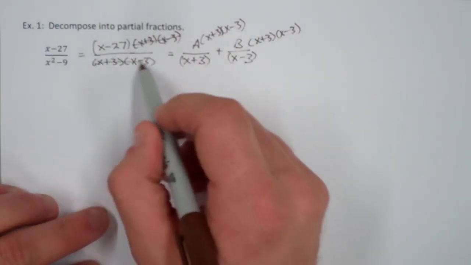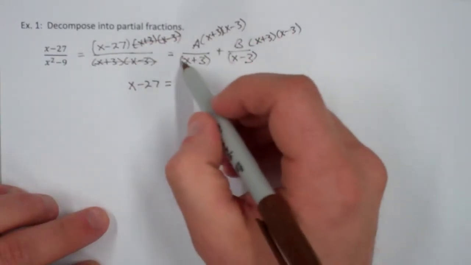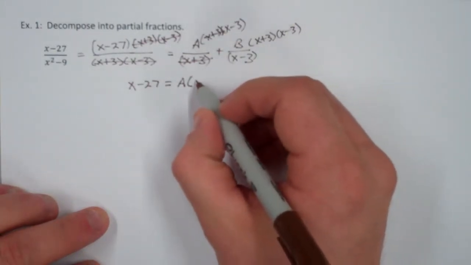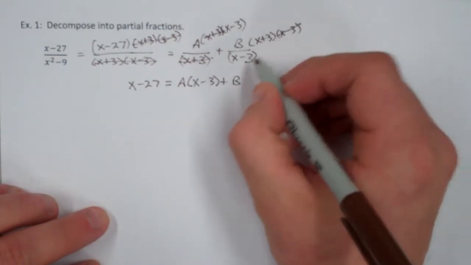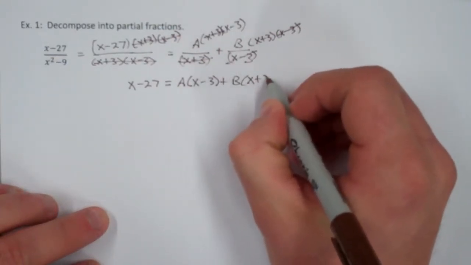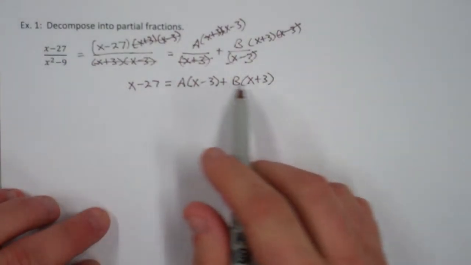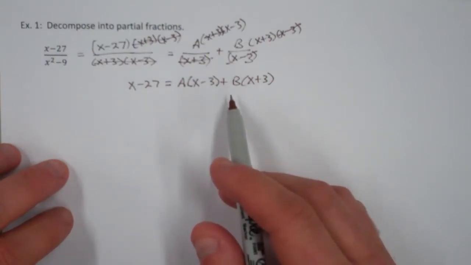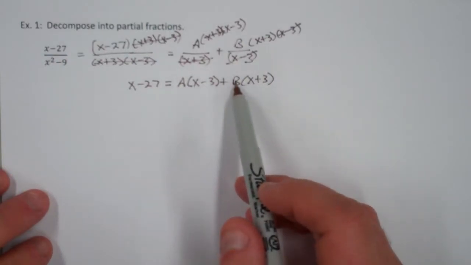So these guys will cancel out. We'll have x minus 27, and x plus 3 and x plus 3 will cancel. So we'll have a times x minus 3 here, and then the x minus 3's cancel, and we'll have b times x plus 3 here. Now at this stage of the game, what we need to do is pick good values for x that will allow us to solve for either one of these guys right here.